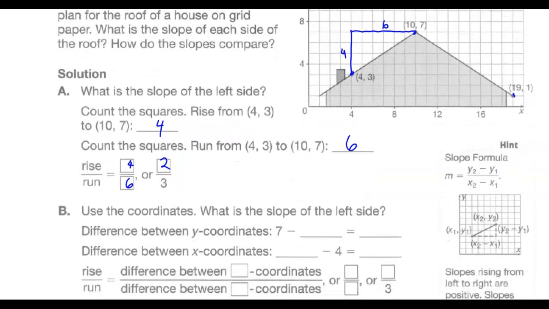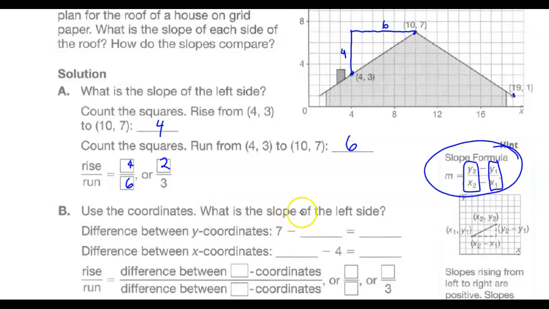Now, using the coordinates, we're kind of leading up to this slope formula. So the slope formula is taking 2 points, subtracting the y values in the numerator and dividing by the subtraction of the x values. But you have to keep the points consistent. So the second point minus the first point, whether it's the x or y value. And it doesn't matter which you choose as your second or first point.